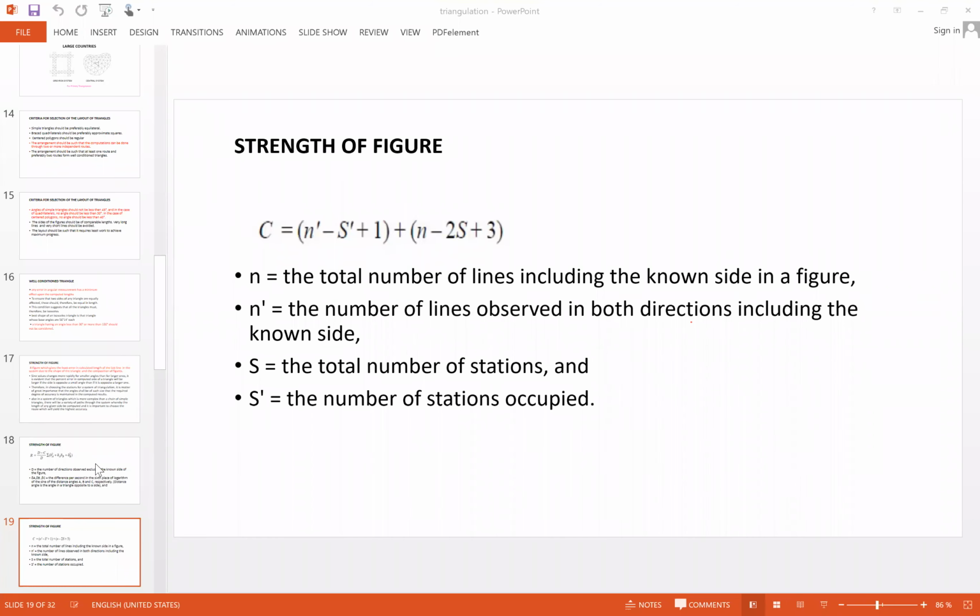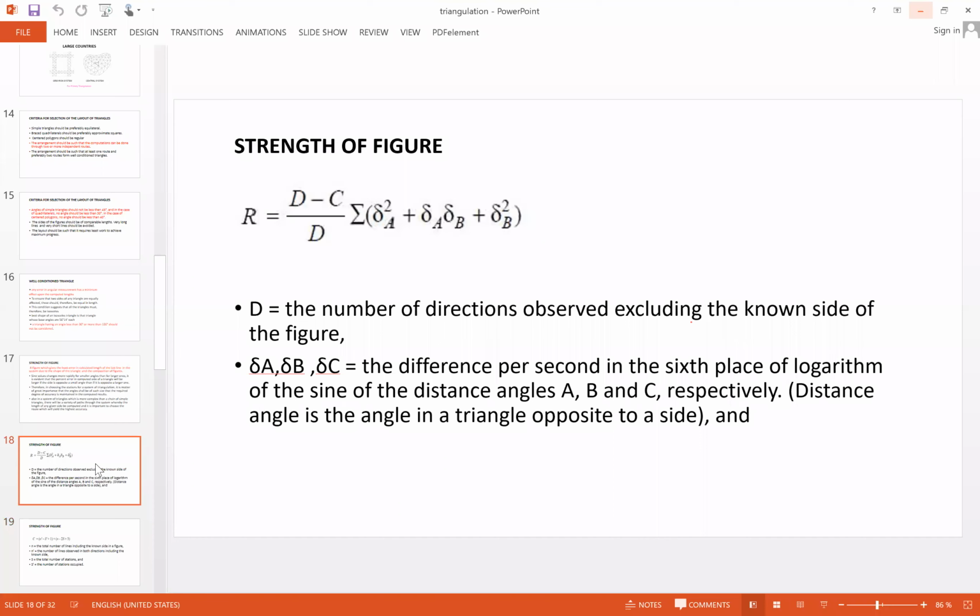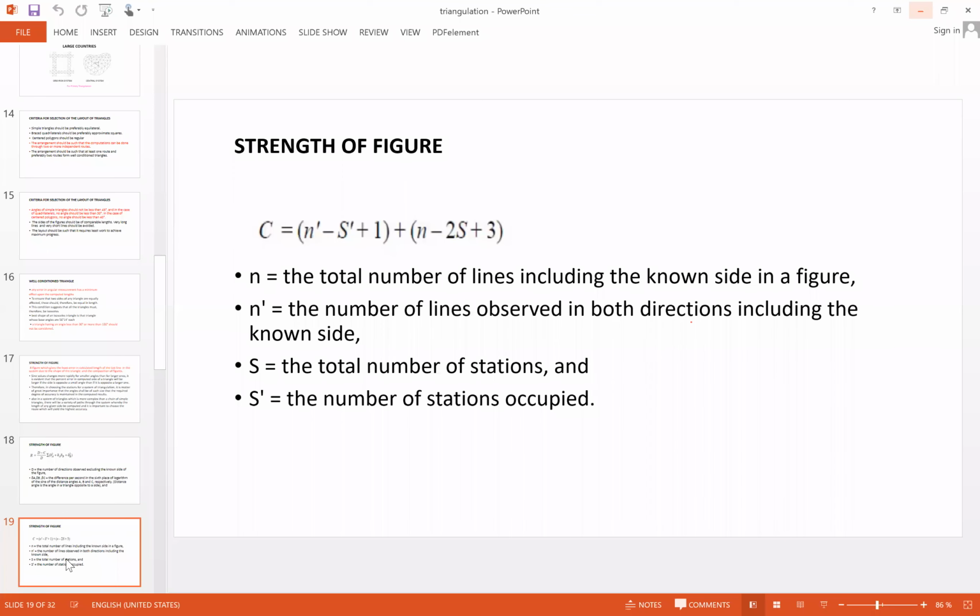So once again, let's repeat this since we will be using it in the example. D is the number of directions observed excluding the known side of the figure. N is the total number of lines including the known side in the figure. N dash is the number of lines observed in both directions including the known side. S is the total number of stations and S dash is the number of stations occupied.